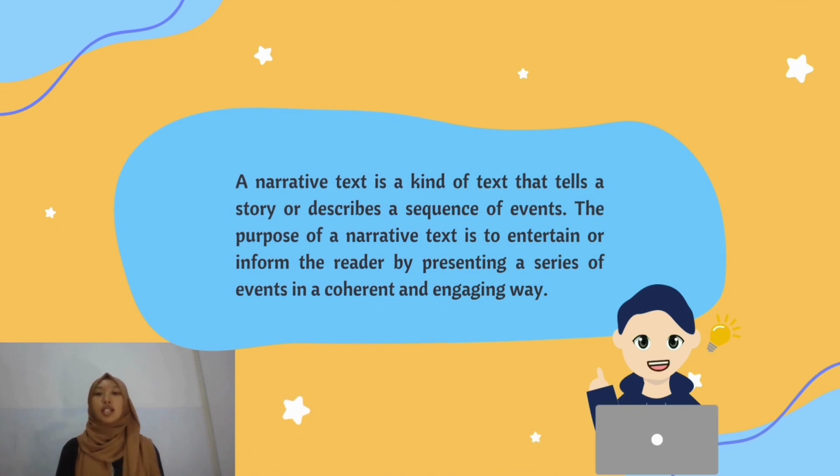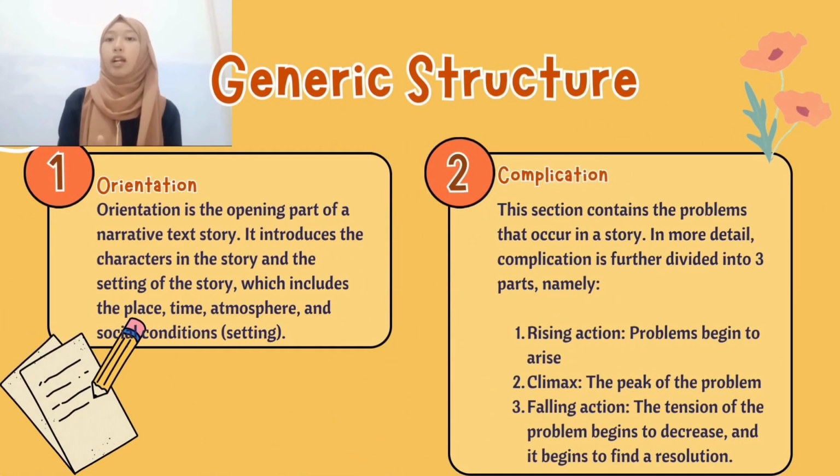So, first is the definition of narrative text. A narrative text is a kind of text that tells a story or describes a sequence of events. The purpose of this text is to entertain and inform the reader by presenting a series of events in a coherent and engaging way. How about the generic structure of narrative text?